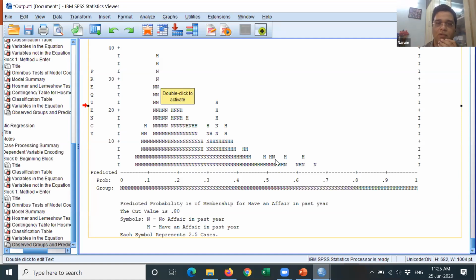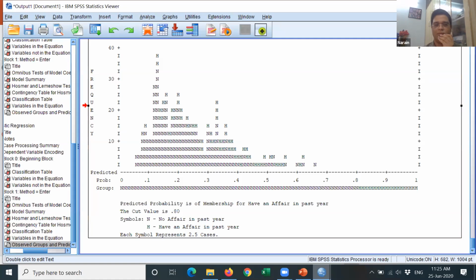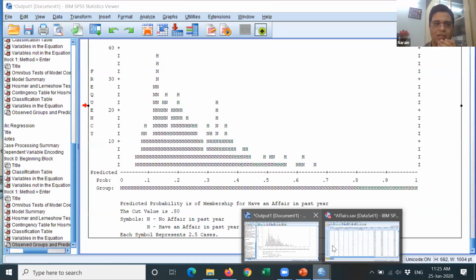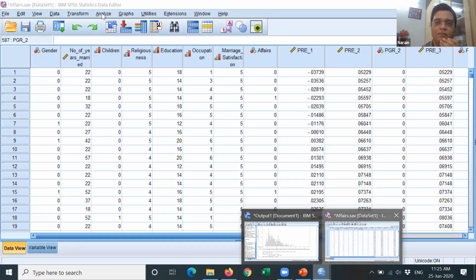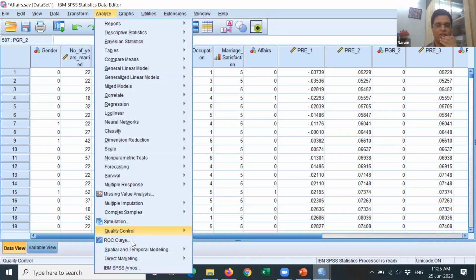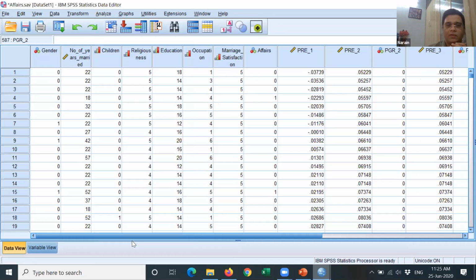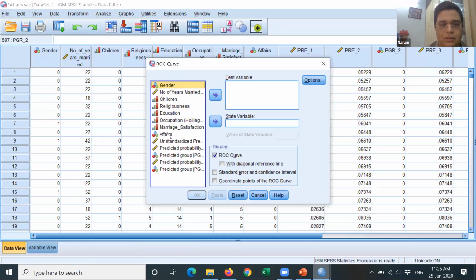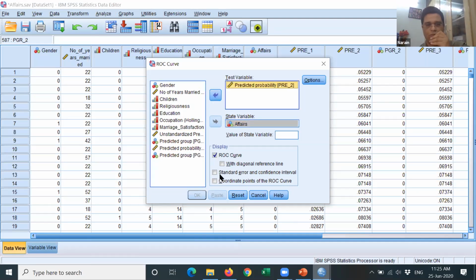What should be my cutoff probability? The second thing which you can use is something called an ROC chart. How to prepare an ROC chart? Let me do that as a final exercise before I wind up. I go to Analyze, and there's something called ROC Curve. I click on ROC Curve, and I take affairs as the state variable, and the predicted probability as my test variable. I put up a diagonal as well, standard error and coordinates.